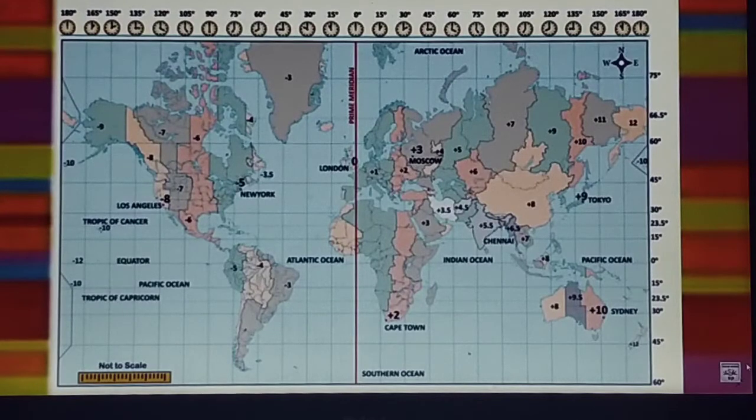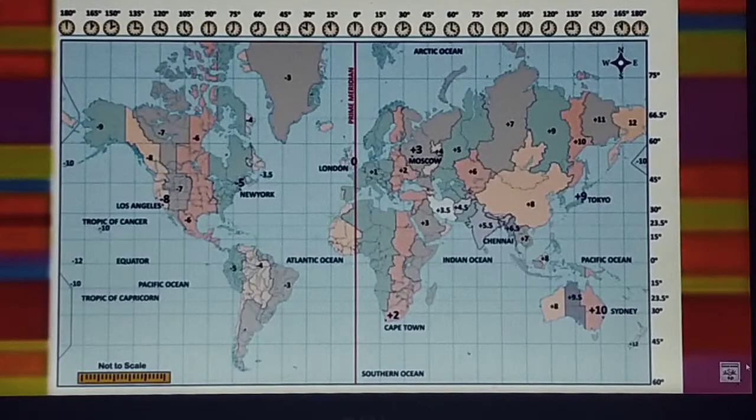Let's recap the lesson. The imaginary lines drawn horizontally from east to west on the globe and map are called lines of latitude or parallels. The imaginary lines drawn vertically from north to south on the globe and maps are known as lines of longitude or meridians.